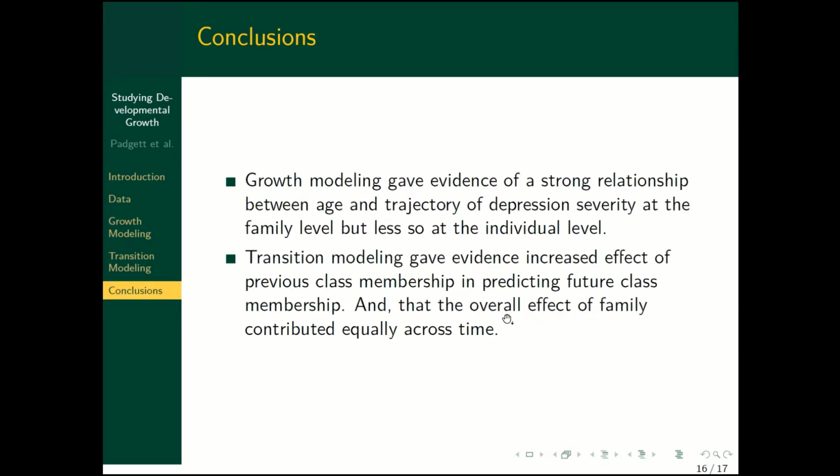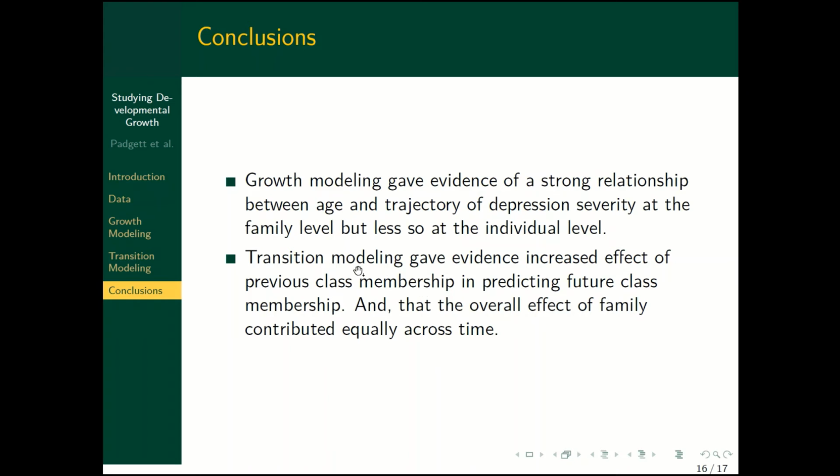Okay, so in conclusion, from the growth modeling, there is evidence of a strong relationship between age and the trajectory, and basically how you start with your family and how your depressive severity changes over time. And that's mostly at the family level, but at the individual or youth level, it's not as significant. But in the transition modeling, we found a lot of evidence that the individual class membership was predictive of future class membership.